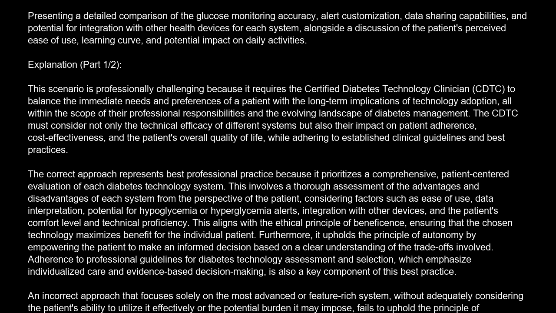This aligns with the ethical principle of beneficence, ensuring that the chosen technology maximizes benefit for the individual patient. Furthermore, it upholds the principle of autonomy by empowering the patient to make an informed decision based on a clear understanding of the trade-offs involved. Adherence to professional guidelines for diabetes technology assessment and selection, which emphasize individualized care and evidence-based decision-making, is also a key component of this best practice.